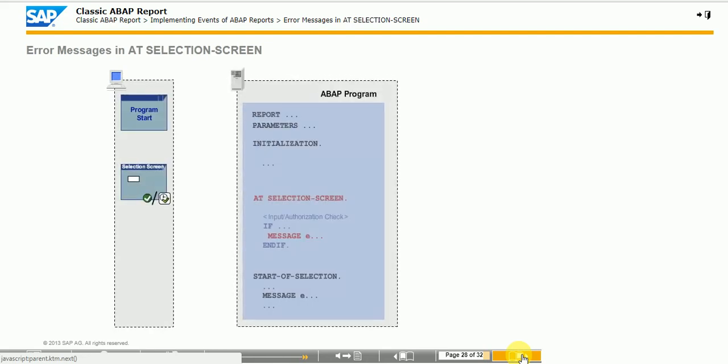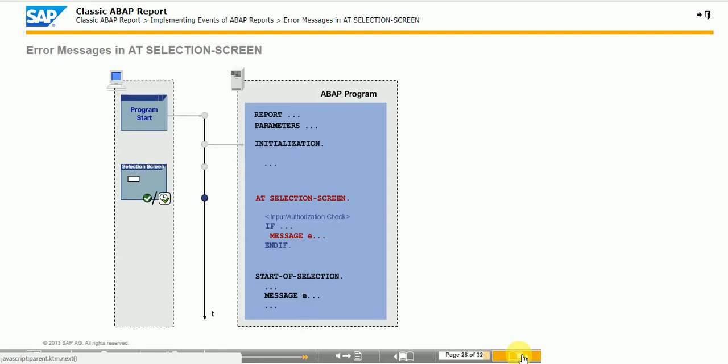Immediately before processing the At Selection Screen block, the system transfers user entries to the corresponding variables in the program. Hence, it makes sense to implement required input and authorization checks in this processing block. If the check result is negative, you can simply send out an error message to the user and have the selection screen displayed again. The user then has the chance to make new entries.